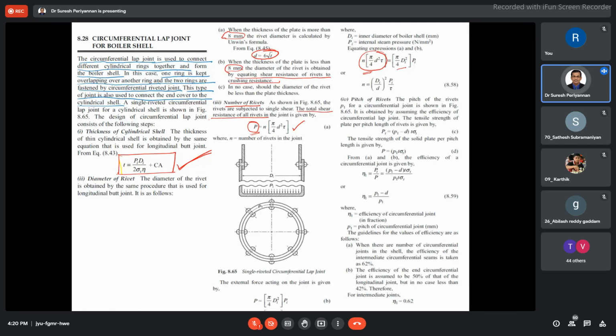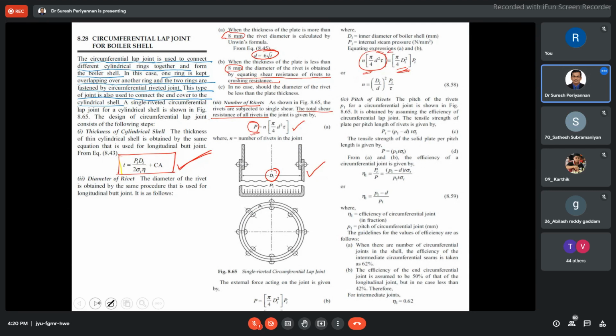squared. This is the front top view. This is a sectional view of the boiler. This is the front view of the boiler. Now see here, this is Di. The internal fluid pressure is inside, then pi by 4 Di squared into p. This must be equal, then only the boiler is in a safe condition. Suppose this is less than that, it will fail.